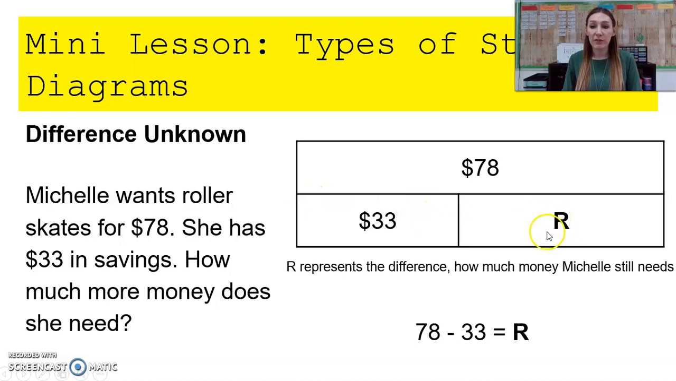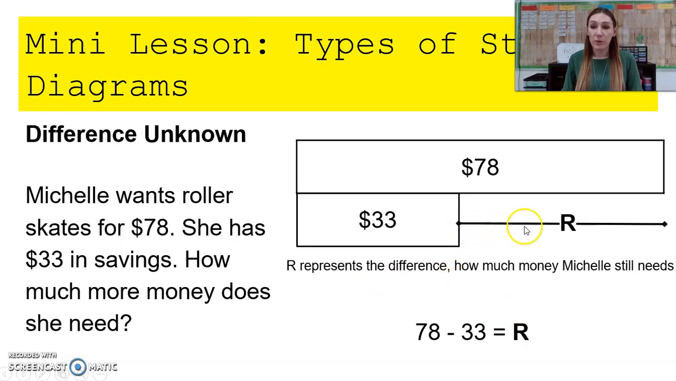So we're going to let the variable R represent roller skates, which represents the difference, or how much money Michelle still needs. So we do have a total in this question. Michelle needs a total of $78 in order to buy her roller skates, but she already has $33. So we need to figure out the difference between 33 and 78 to find out how much money she still needs. So our equation would be 78 minus 33 equals R for roller skates.